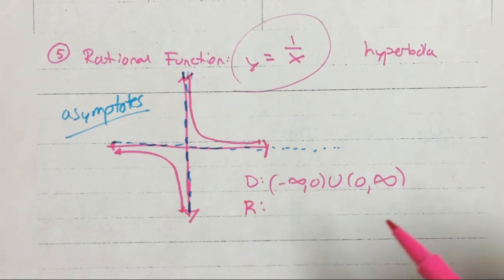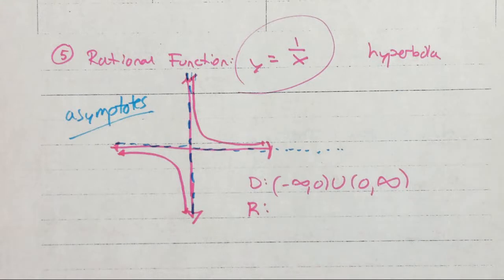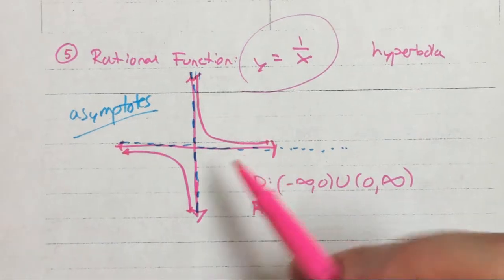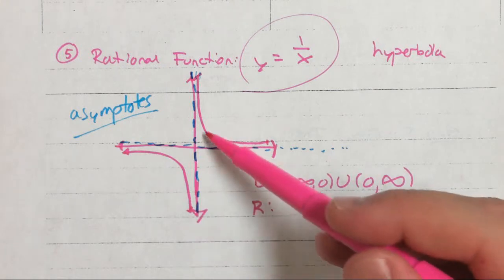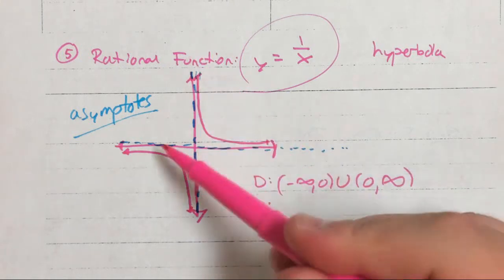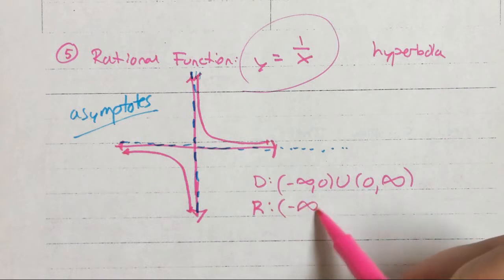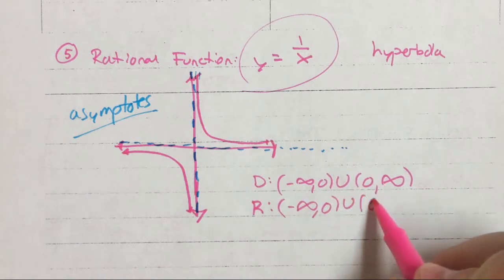How about the range for something like this? What's the only y value that's not used? So you don't have to put a bracket next to 0? No, in fact, you shouldn't use a bracket, because we don't want to use the number 0. We're trying to exclude it. The range is going to be the same thing. 0 is also not used for the range. It goes all the way down to negative infinity, all the way up to positive infinity, but 0 is not used. So negative infinity to 0, union 0 to infinity.